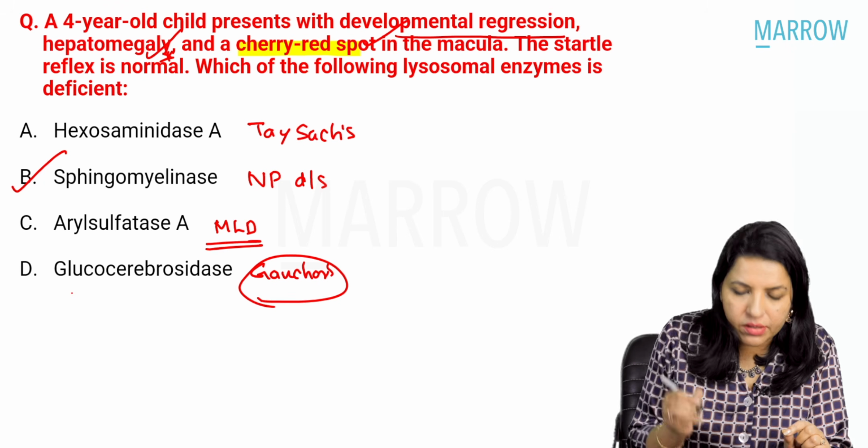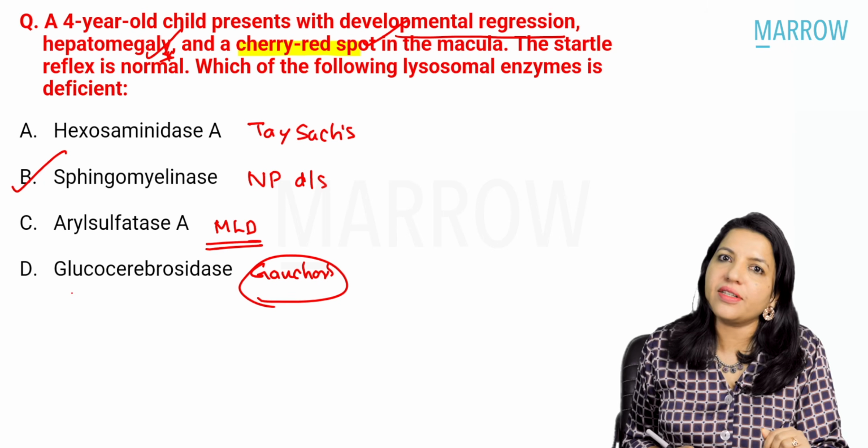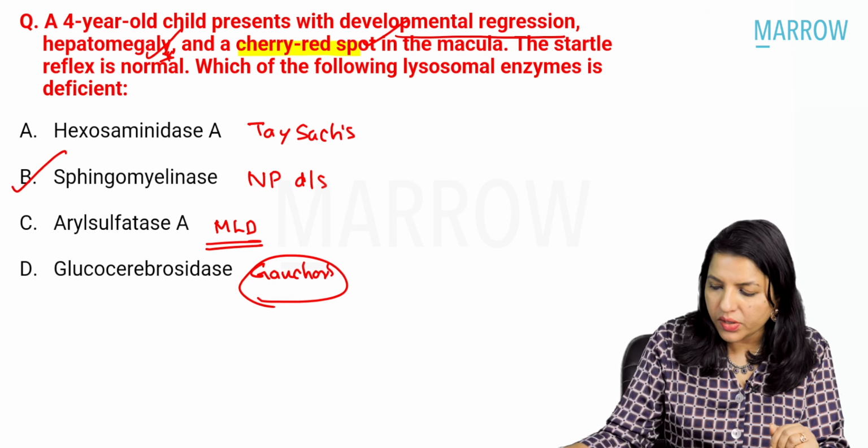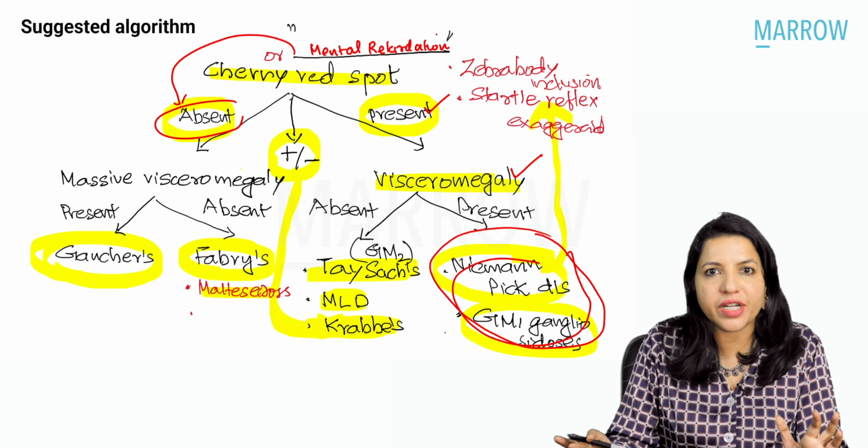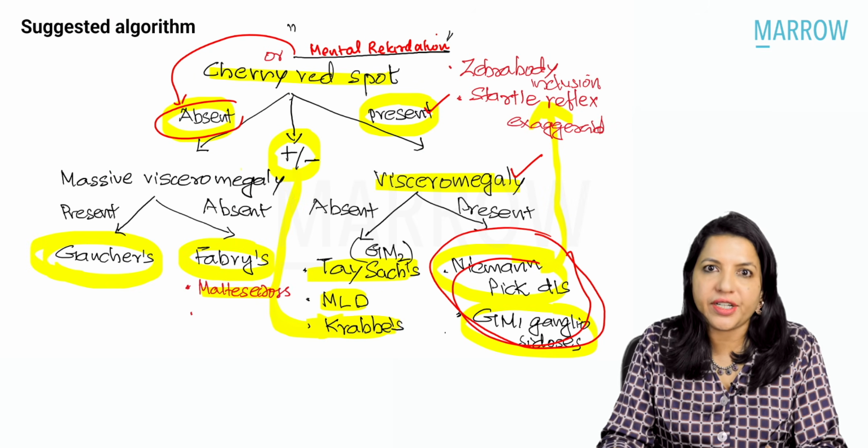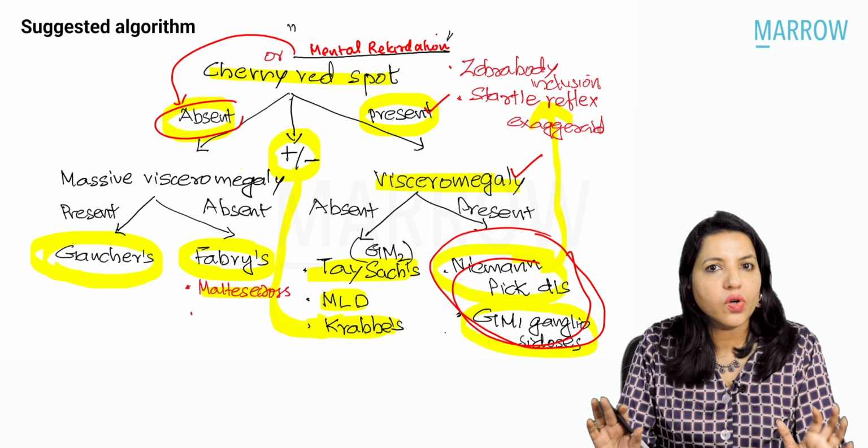So definitely that is also not the answer. So here the answer is sphingolipidosis. This is a simple algorithm I would advise you to follow whenever you get a question on sphingolipidosis.